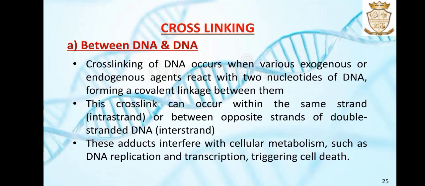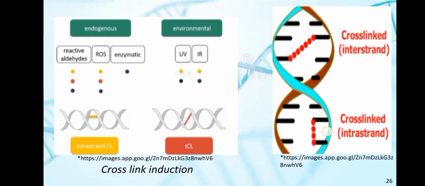Cross-linking between DNA and DNA. Cross-linking of DNA occurs when various exogenous or endogenous agents react with two nucleotides of DNA, forming a covalent linkage between them. This cross-linking can occur within the same strand, intrastrand, or between opposite strands of double-stranded DNA, interstrand. These adducts interfere with cellular metabolism such as DNA replication and transcription, triggering cell death. Interstrand and intrastrand cross-linking is shown here.